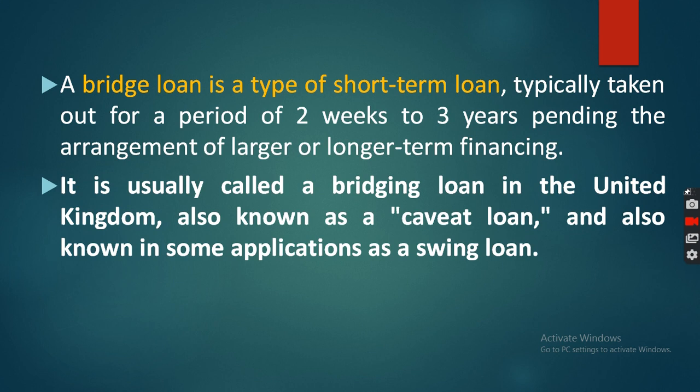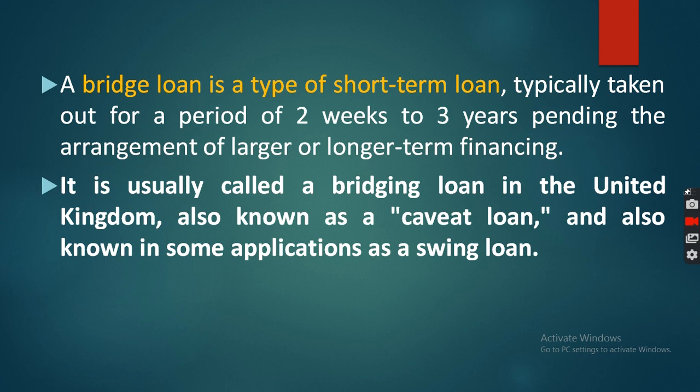20 days, 1 month. So it is generally to fulfill the gap between termination of one loan and start of the another loan. Typically taken for 2 weeks to 3 years pending the arrangement. Then arrangement of larger term financing. So for example, તમે કોઈ ન્યૂ તમારી એક લોન એન્ડિંગ થતી હોય, ટર્મિનેશન થતું હોય અને ન્યૂ લોન માટે અપ્લાય કર્યું હોય, તો there will be a time gap, clear, of ending.